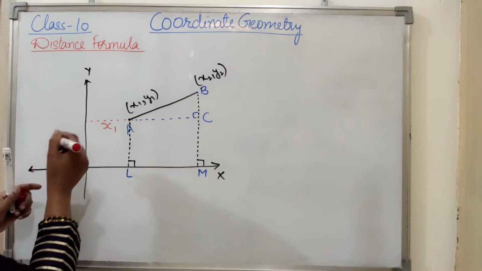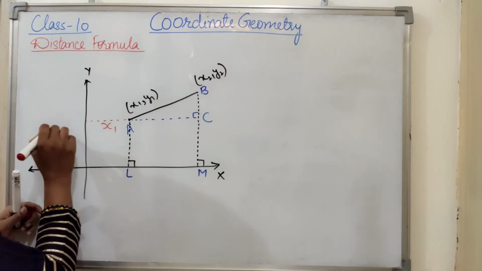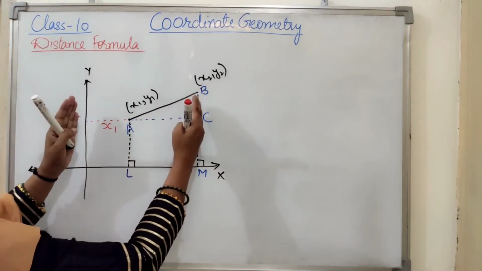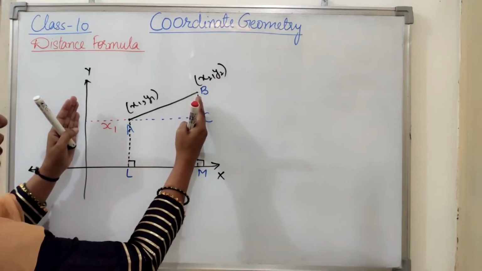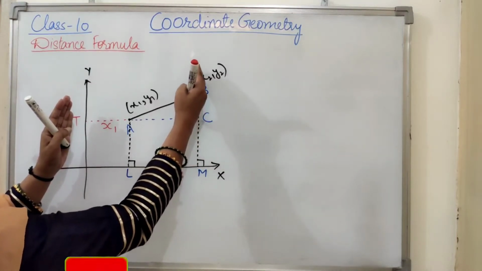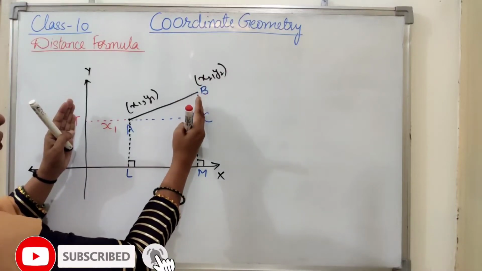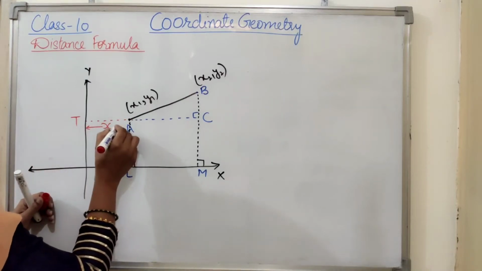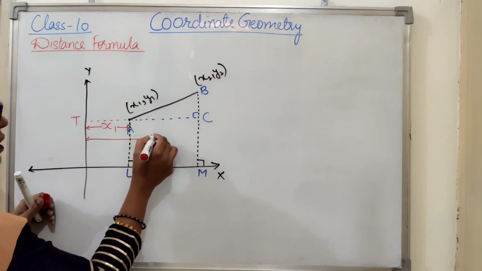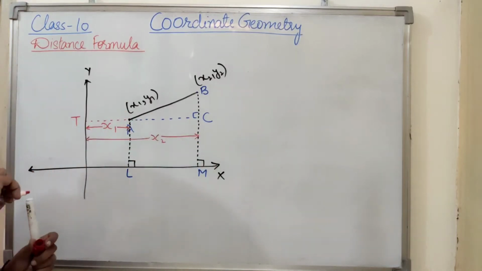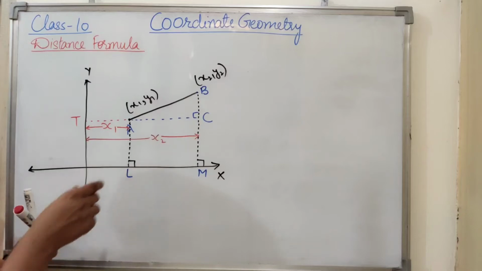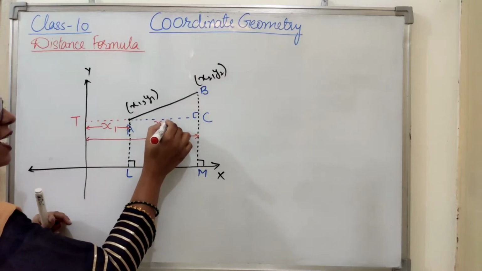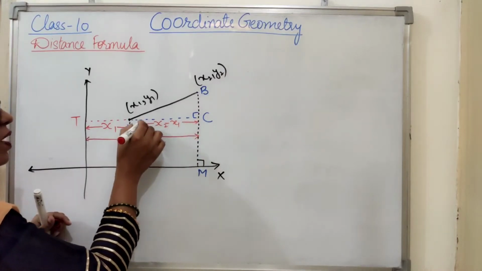Similarly, let me give it some name. Let's say this is T. So if I ask you this much, can you tell me how much is this? Yes, very right. Its x coordinate is x2. So this much from T to C is x2. This is your x1 and this is nothing but x2. Now quickly tell me what will be AC. Now you have this much length and this length. So you can write this as x2 minus x1.